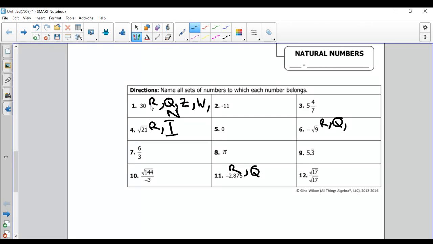Is it also an integer? It is. It is an integer. So you'll put the Z. Now, whole numbers, this negative right here, that's going to make it negative 3, which there are no negatives in whole numbers. That's the difference between whole numbers and integers. So your answer there would be real, rational, integers.